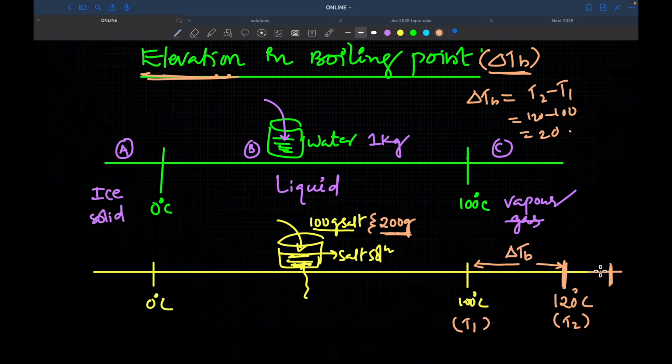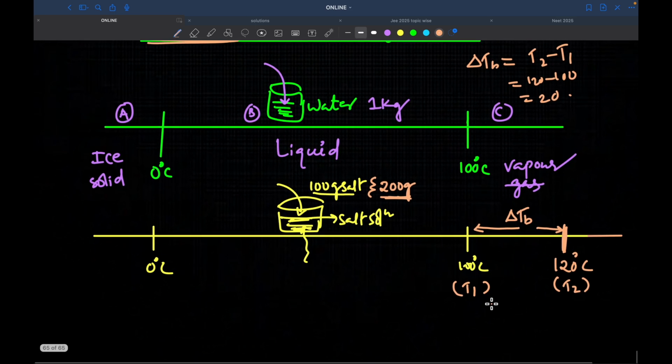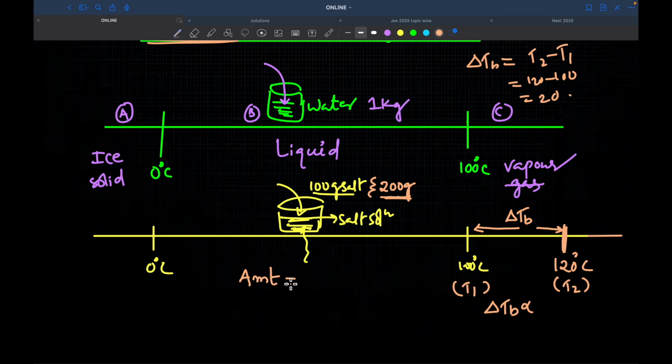So this is going to be increasing. Now I can establish a relation between the elevation in boiling point, that is delta TB, కొంచెం పైకి పోదాం. So delta TB is directly proportional to the amount of the salt. What do you say? Amount of the salt आप लिख सकते हो, लेकिन amount भी यूज़ नहीं कर सकते. इसके जगह आप मोल्स यूज़ कर सकते. मोल्स भी यूज़ नहीं कर सकते आप.